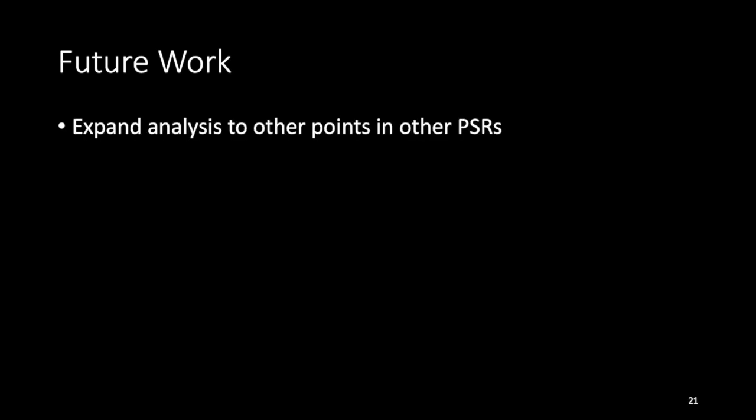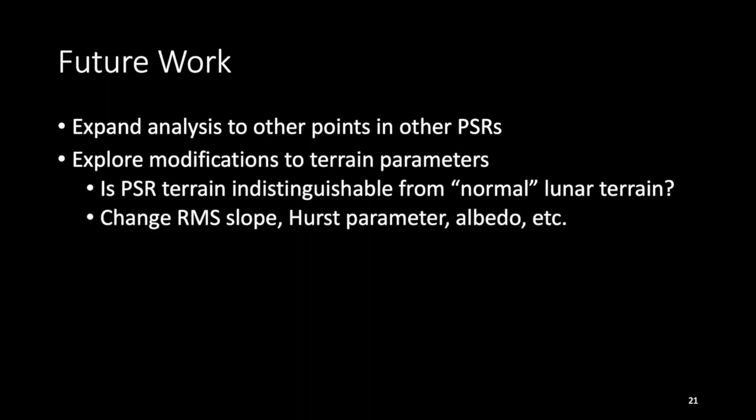So, moving forward, there is a lot of work that can be done to expand on these results. First, we can look at other points in other PSRs, as the geometry of the light scattering terrain differs from crater to crater. We can also explore modifications to the terrain parameters by changing the RMS slope, Hurst parameter, and albedo. The terrain that we created was based on the average physical parameters of the lunar highlands, and it is possible that the highlands are not representative of PSR terrain.